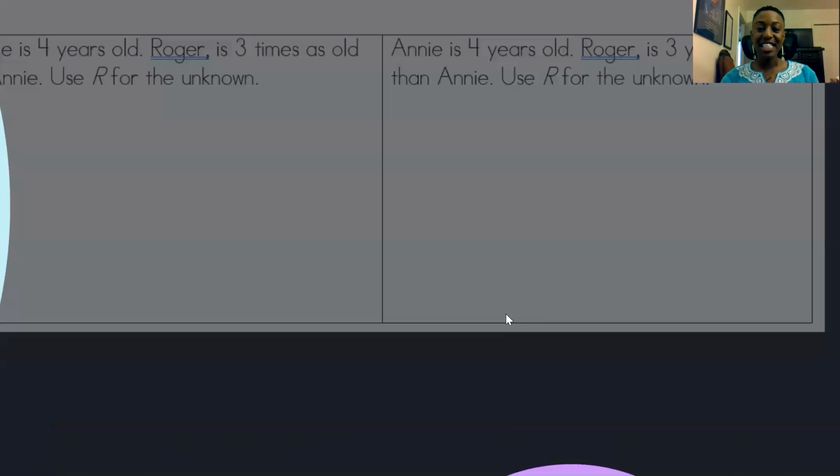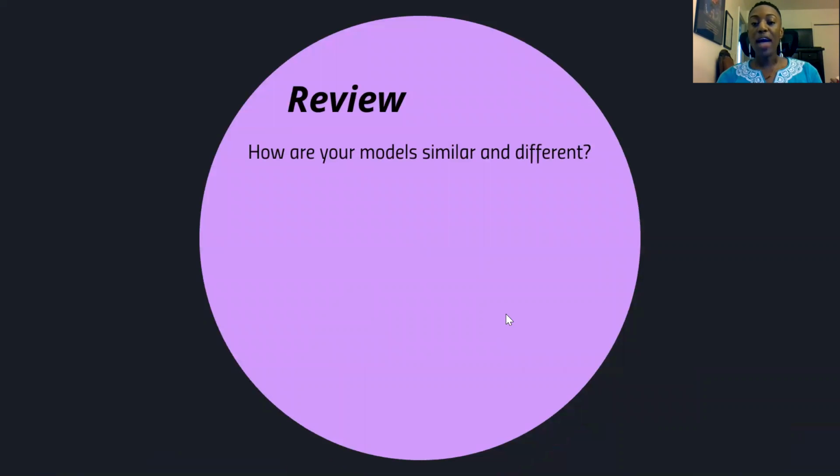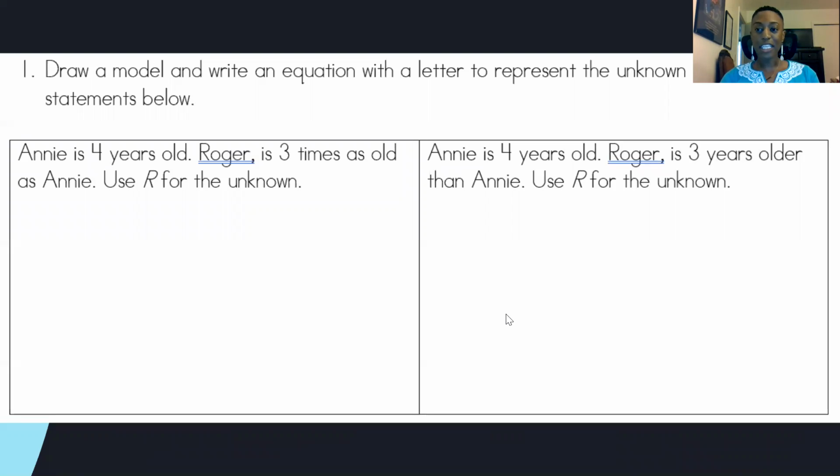Alrighty, good. So now it is time to review. Let's go ahead and tell me your number sentence for the first one. I'll go back and put the problem here. What number sentence did you write? Nice. I love that you wrote the number sentence 3 times 4 equals 12 because you realize that the times as many is 3, and if Annie is 4, it looks like she's younger. And so that's 3 times 4, and Roger is older, so he is representing our greater amount.